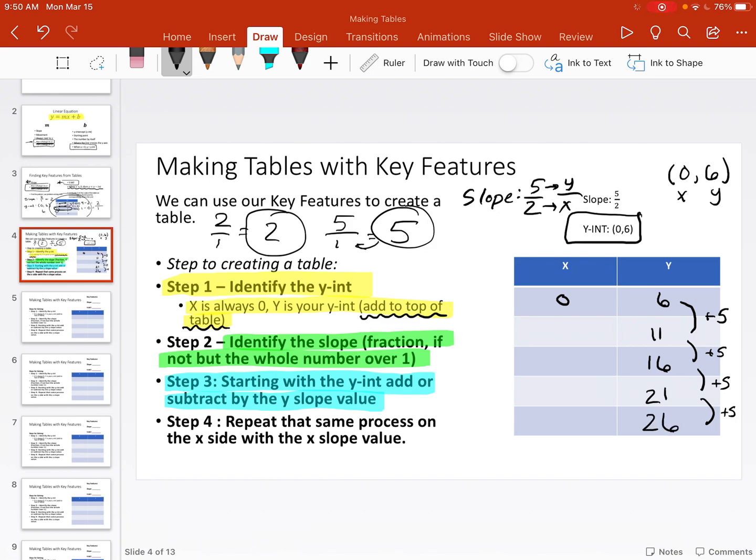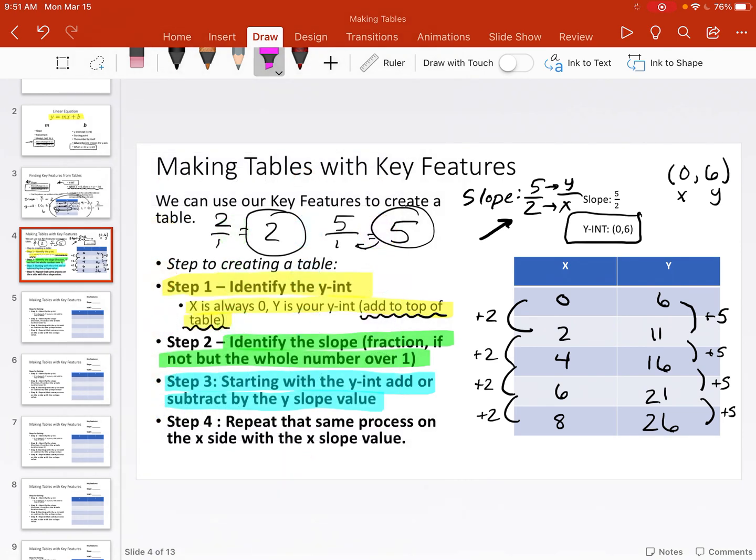To complete our y side, we're counting by 5. So 6, 11, 16, 21, 26. Now on our x side, we have to look at our bottom number, and in this case, it's 2. It's a positive 2, so we're going to add 2 going down. 2 is 4, 6, 8.